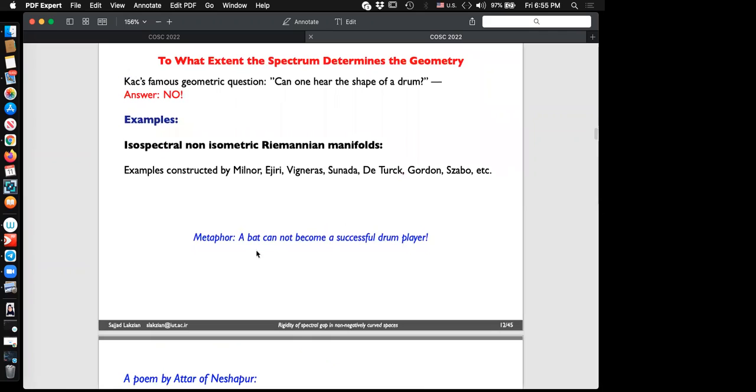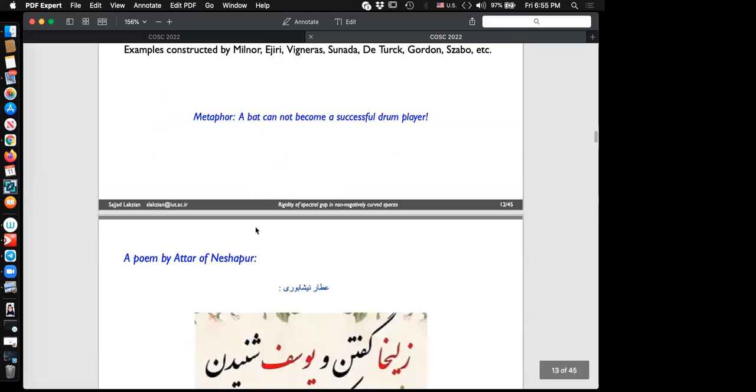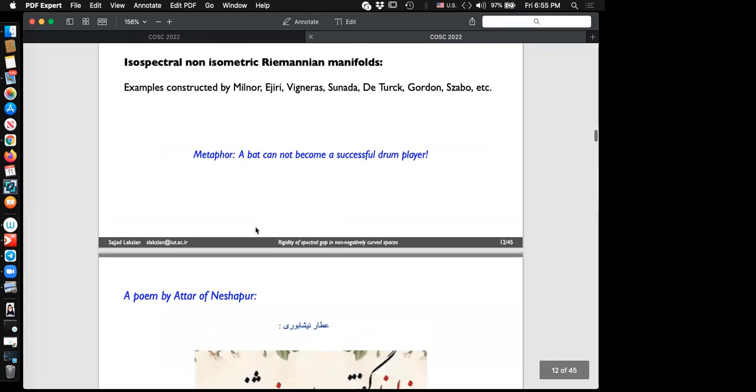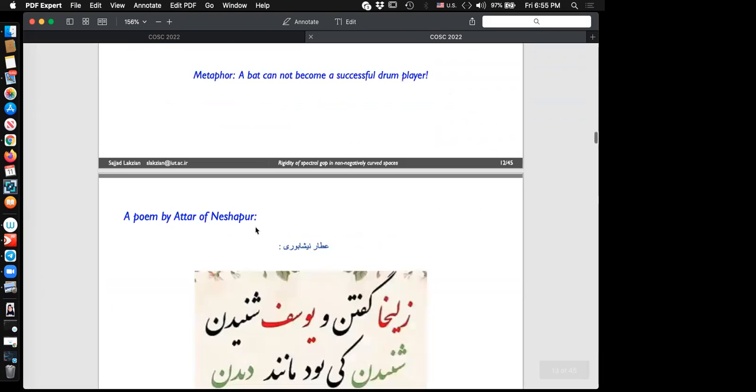I made a metaphor myself about this, which is: a bat cannot become a successful drum player. That's because a bat can only hear things, so it can only hear the spectrum. And because you can't hear the shape of a drum, the bat cannot be a successful drum player. But at the end of this talk, we will see that it can actually play instruments which are one-dimensional, like a circle player or something.